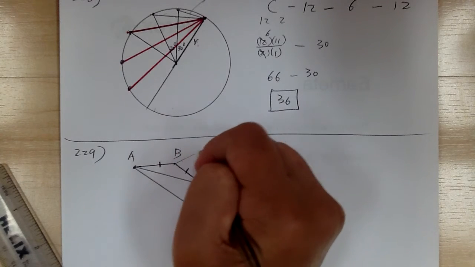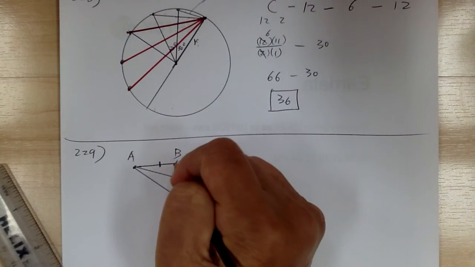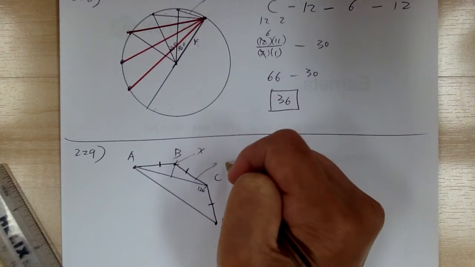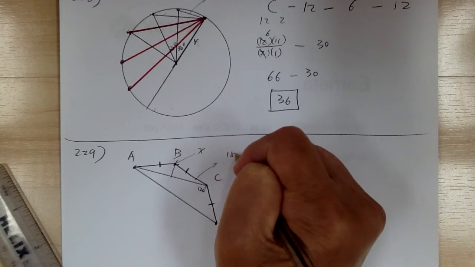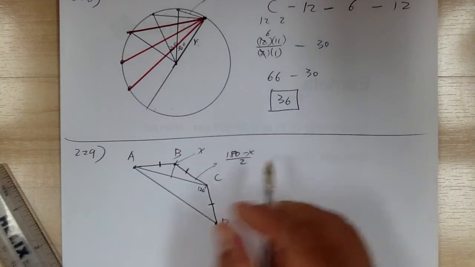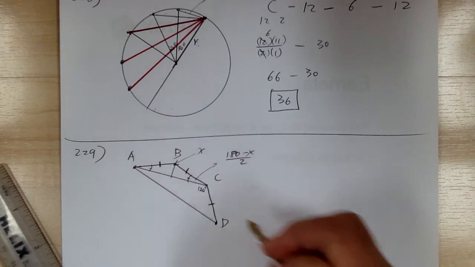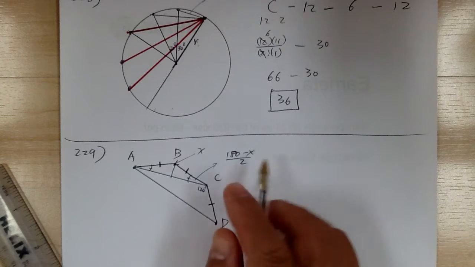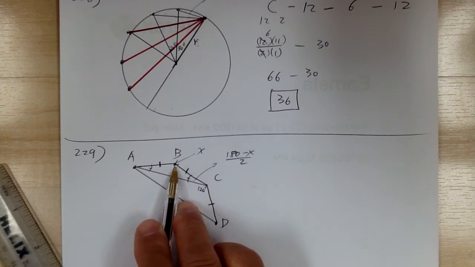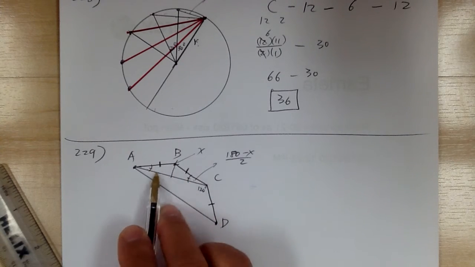Let's go and call this angle X. And we're going to cut this into two. So this angle right over here would be 180 minus X divided by 2. Because these are congruent, so this angle and this angle are congruent. And this two angle is going to be equal to 180. So this angle is X. So 180 minus X will give you equal to these two.